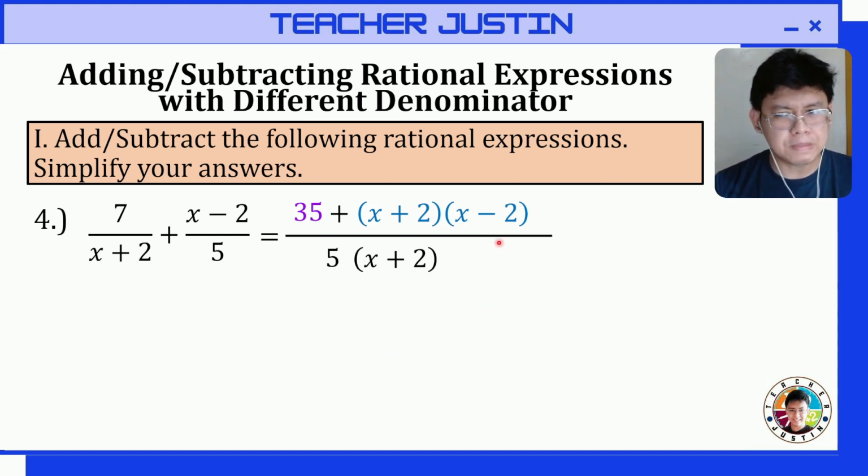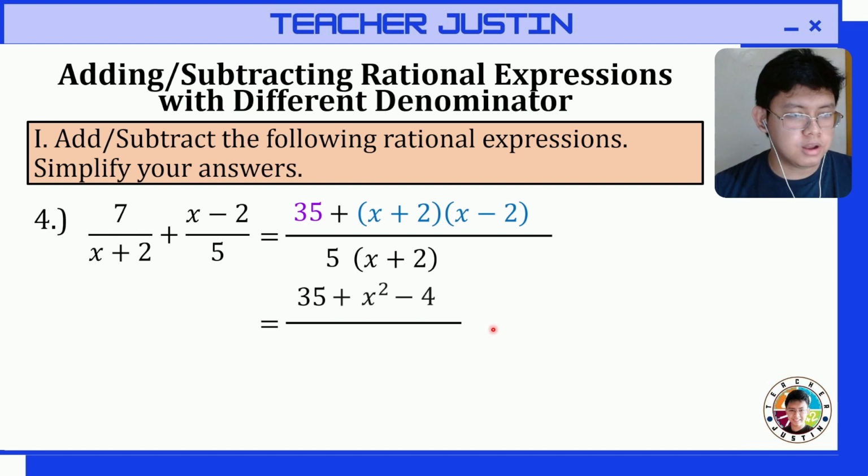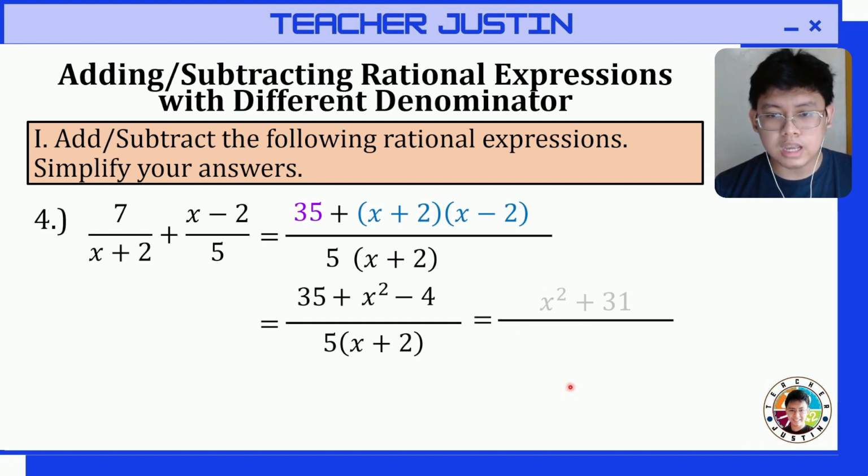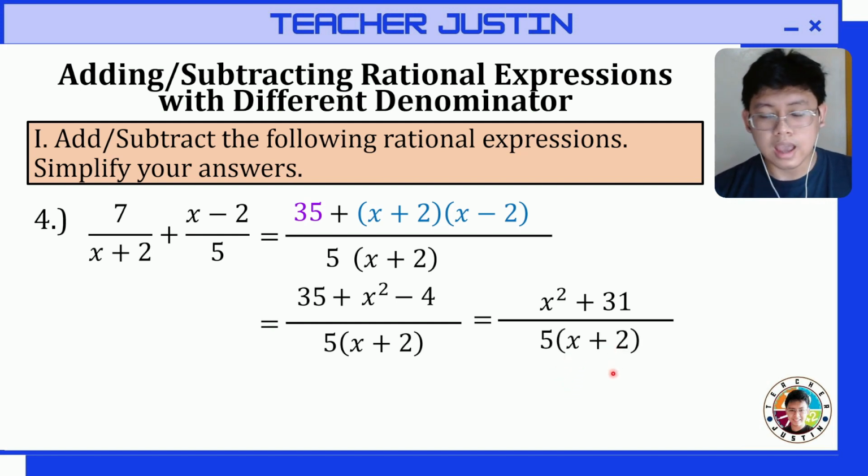So, we will apply FOIL method for x plus 2 and x minus 2. That will give us 35 plus x squared minus 4 all over 5 times x plus 2. Now, let's perform combining like terms sa ating numerator. So, add natin si 35 at si negative 4. So, 35 plus negative 4, that will give us the value of our numerator, x squared plus 31. And our denominator will still be 5 times the quantity x plus 2.